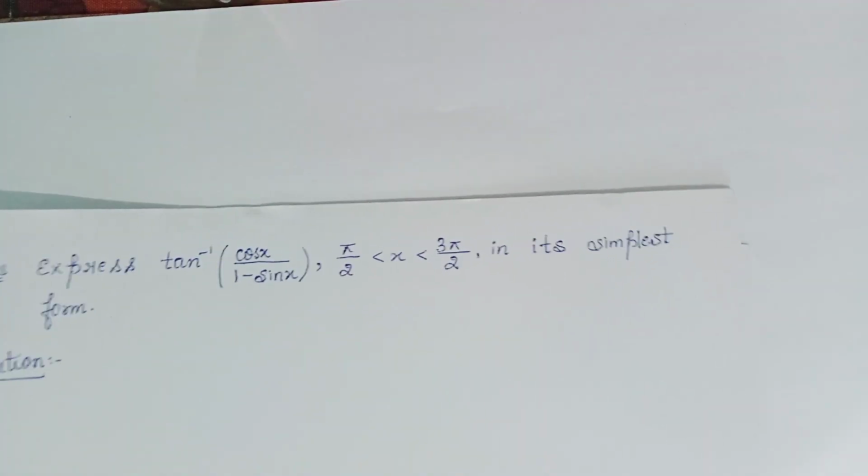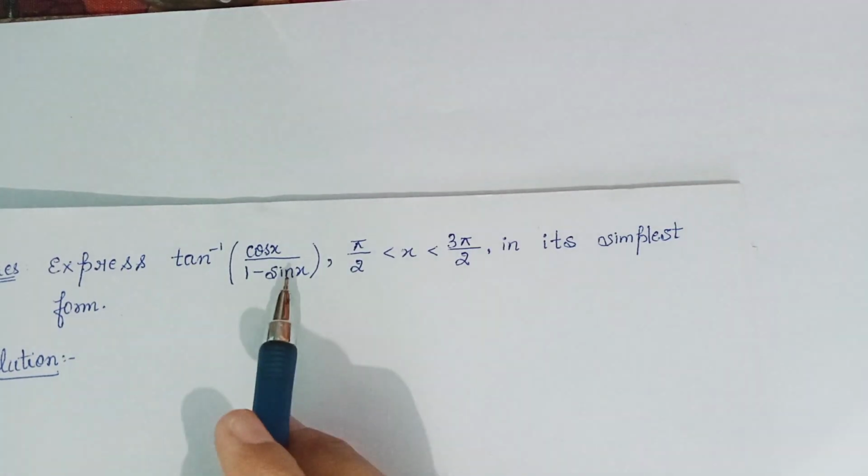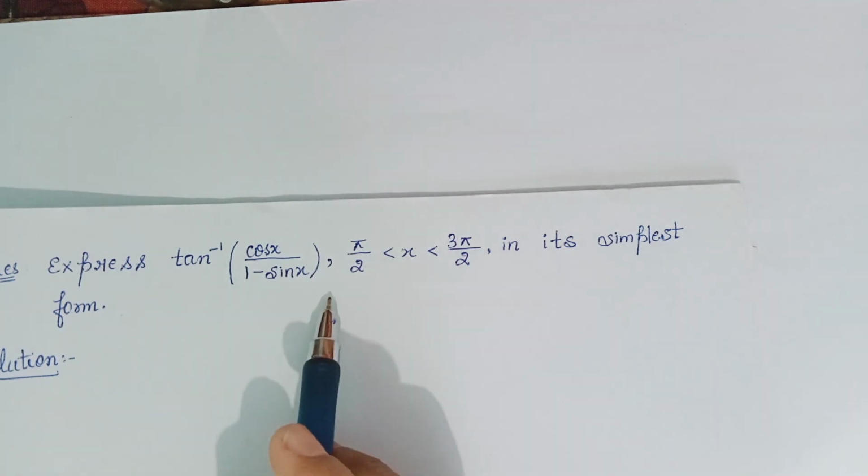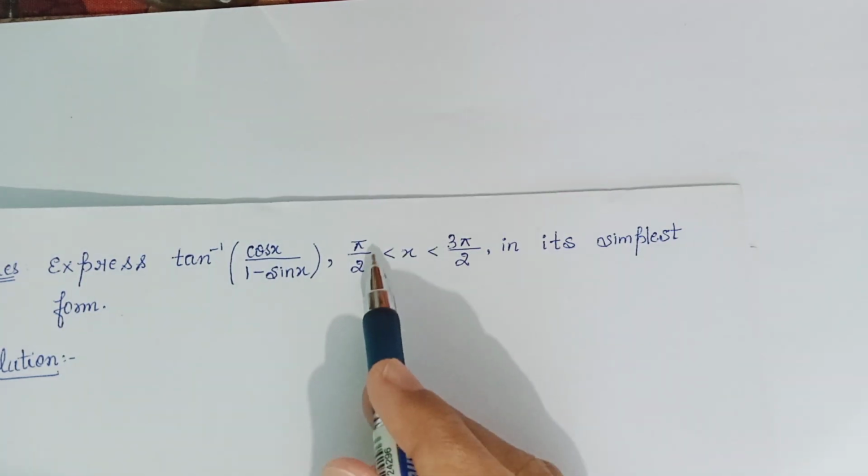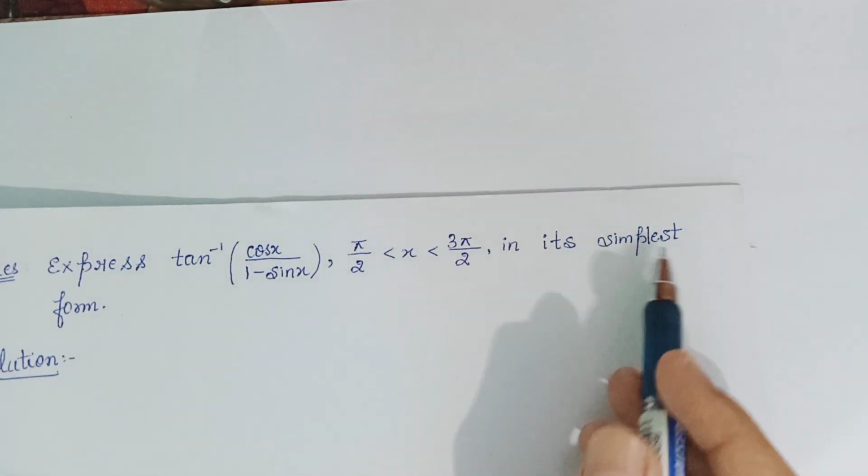Hello students, we have the question: express tan inverse of cos x upon 1 minus sin x, where x lies between pi by 2 to 3 pi by 2, in its simplest form.